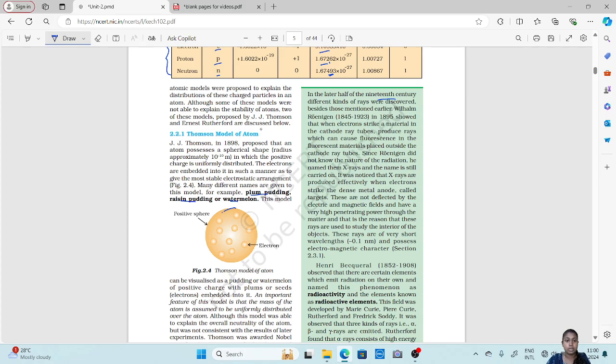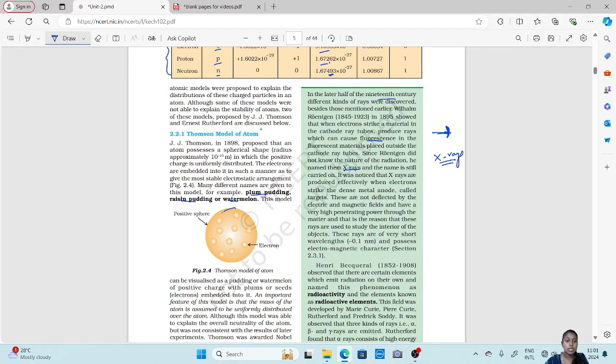William Roentgen in 1895 showed that when electrons strike a material in the cathode ray tubes, they produce rays which can cause fluorescence. There is a fluorescence here when the ray strikes the end part of the tube, in the fluorescent material placed outside the cathode ray tube. Since Roentgen did not know the nature of the radiation, he named them X-rays. He didn't know what type of rays they were, so he named them X-rays, and we still use that name.